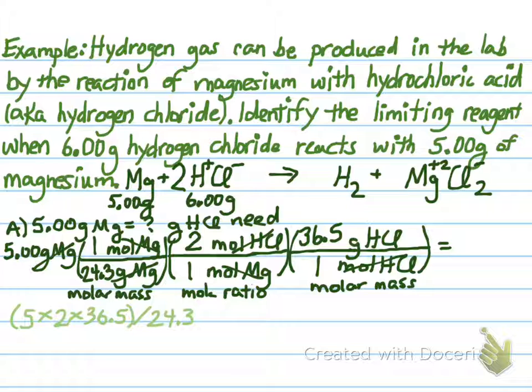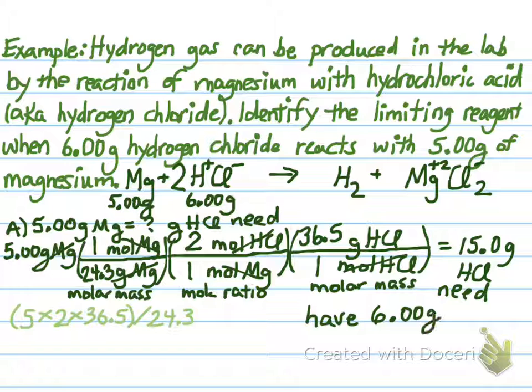And again, I want to use 3 significant figures, so I get 15.0 grams of hydrogen chloride that I need. Now, I have in my problem 6 grams. So, am I going to run out of hydrogen chloride? Yes. I need more than I have. Therefore, hydrogen chloride is my limiting reagent.